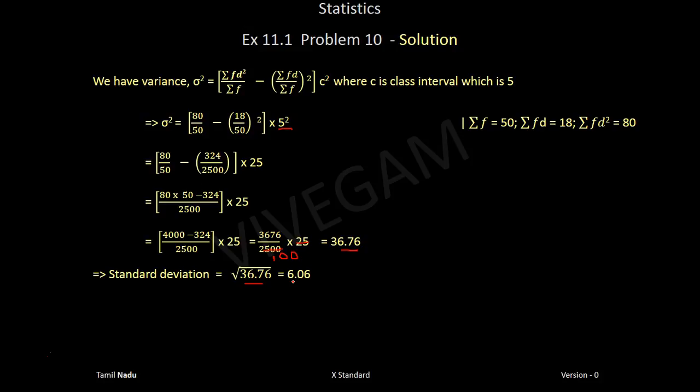You take the log of 36.76, divide it by 2 and then take the anti-log. Okay, and that's all in this problem.